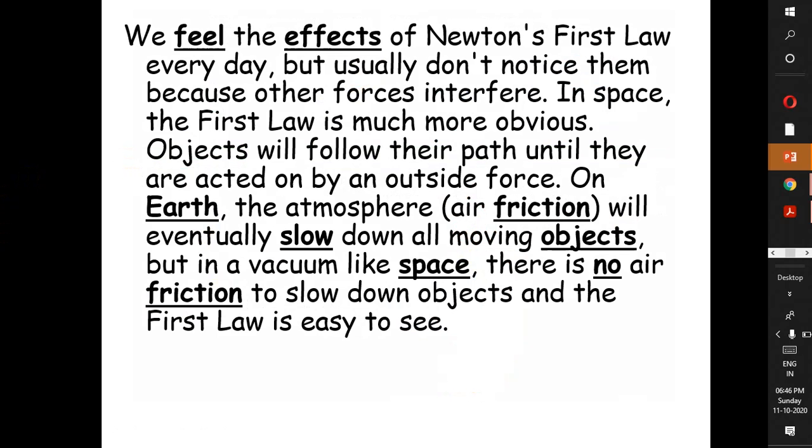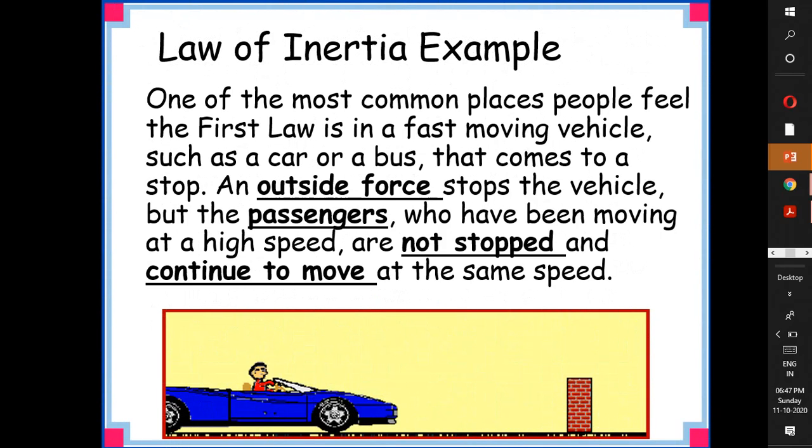We feel the effect of Newton's first law every day, but usually don't notice it because other forces interfere. In space, the first law is much more obvious. Objects will follow their path until they are acted on by an outside force. On Earth, atmospheric air friction slows down all moving objects, but in a vacuum there is no air friction to slow down objects, and the first law is easy to see.